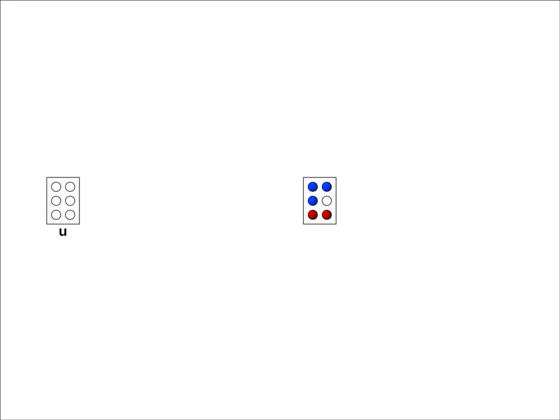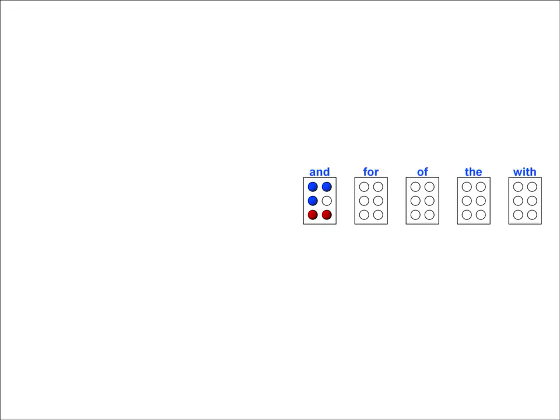So the third row starts with U, so V is the second cell in that row, and then W is in a different row. So V is second. X is third, Y is fourth, and Z is fifth. Well, what was after Z? Oh yes, it was the word and, because the words and, for, of, the, with finished out that row. Phew, now that was a lot of work.